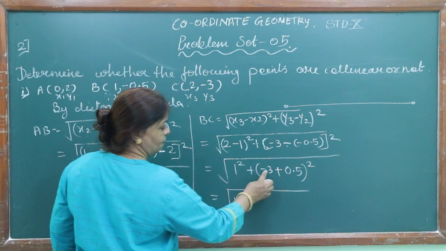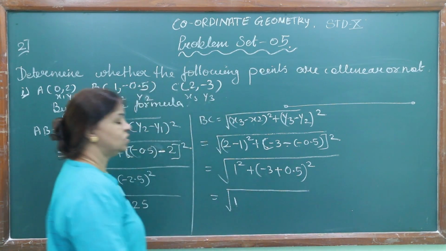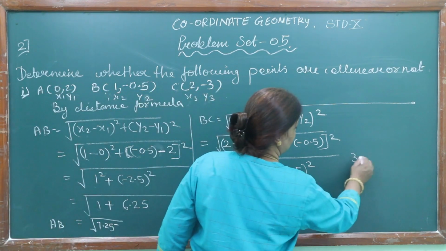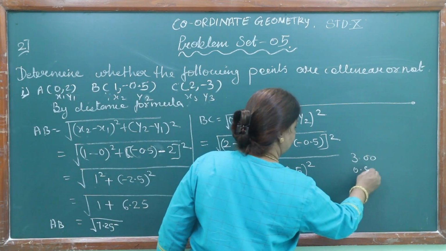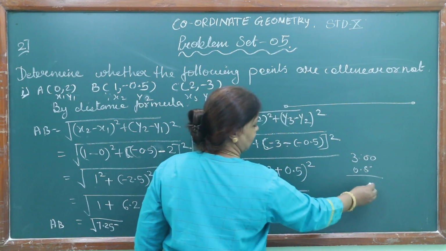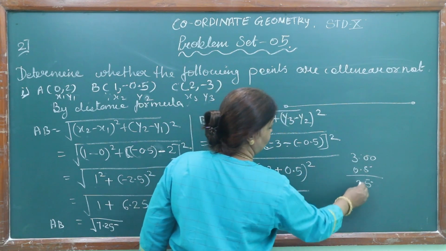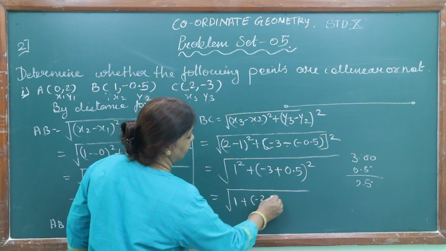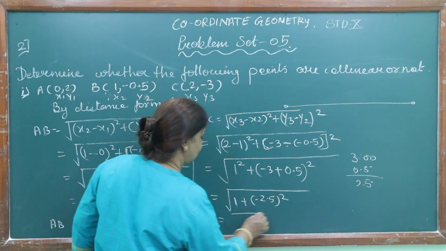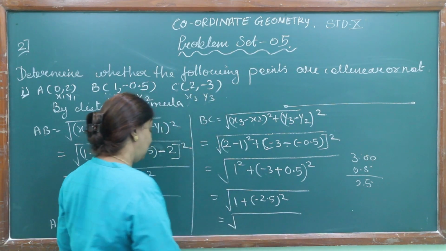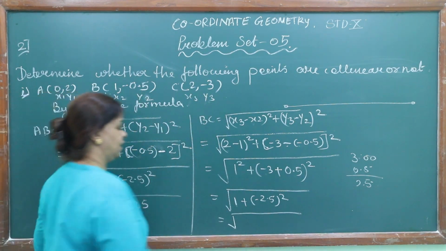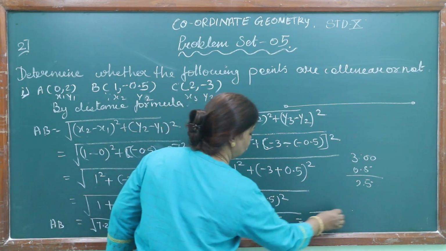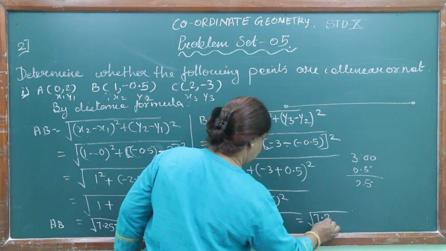1 minus 3 plus 0.5. 1 is minus, 1 is plus, so it will be subtraction. So 3.00 and 0.5 subtraction, do 10 minus 5 is 5 and 2.5. So it will be plus minus 2.5 the whole square. Again minus 2.5 the whole square will be 6.25. 1 plus 6.25, that is going to be equal to 7.25.